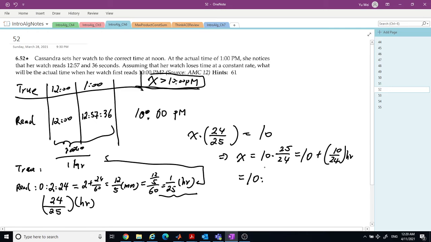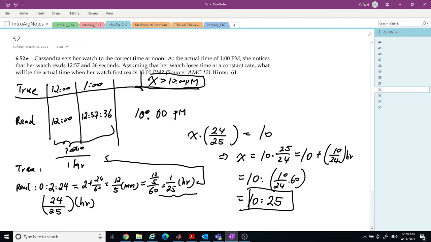Let's convert this to minutes. 10 over 24 times 60 is equal to 10 to 25. So this is the real time. This is the true time. Next.